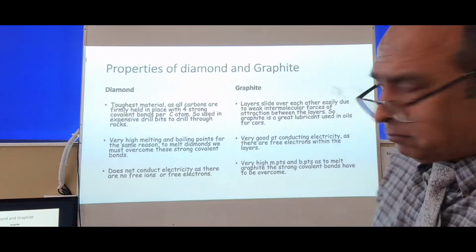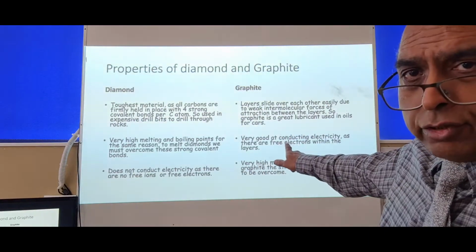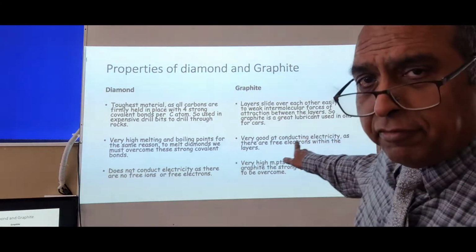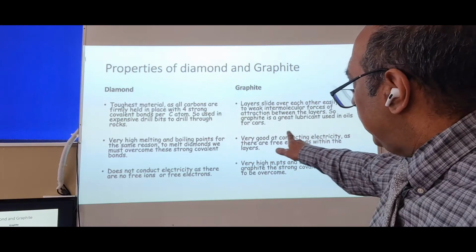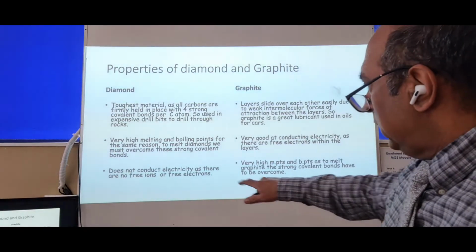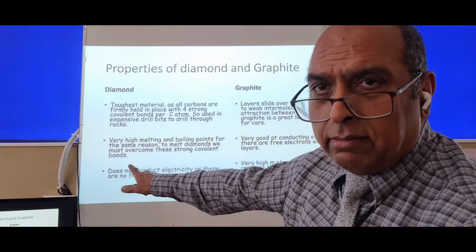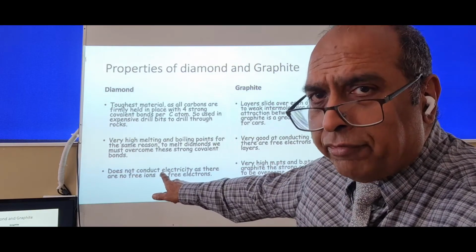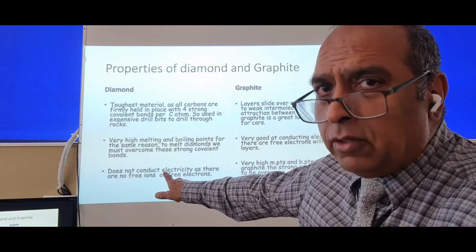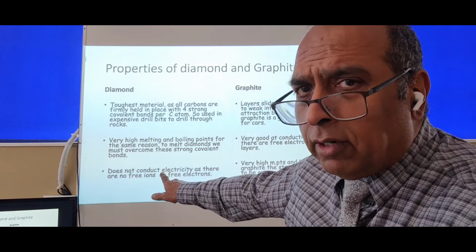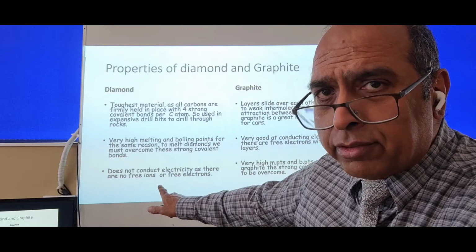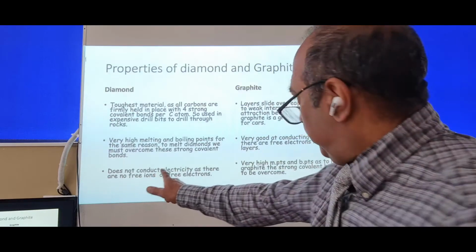Well, graphite is very good at conducting electricity. It conducts electricity because of the free electrons within the layers. Diamond does not conduct electricity because there are no free electrons in the whole structure. All the 4 outermost electrons are used in 4 bonds, so there are no free electrons, and therefore diamond does not conduct.